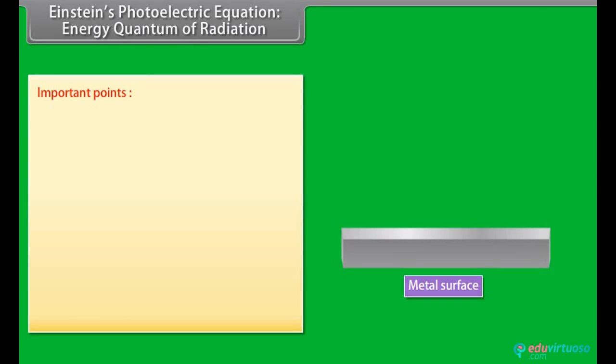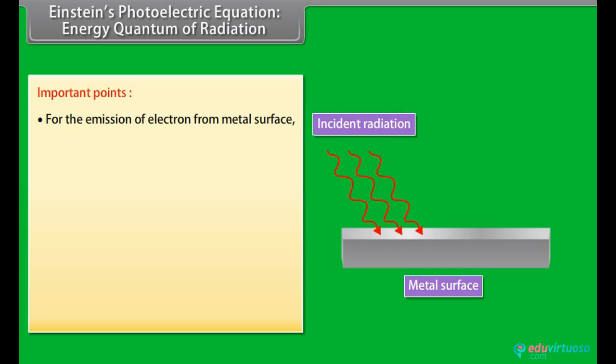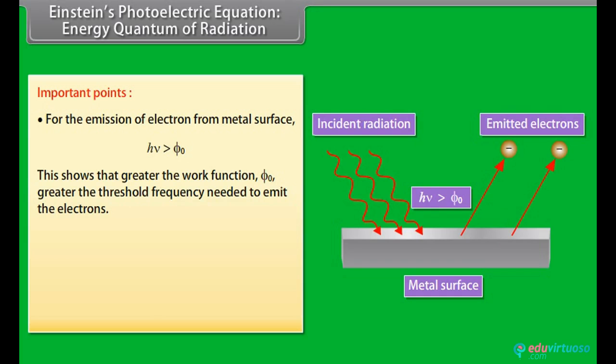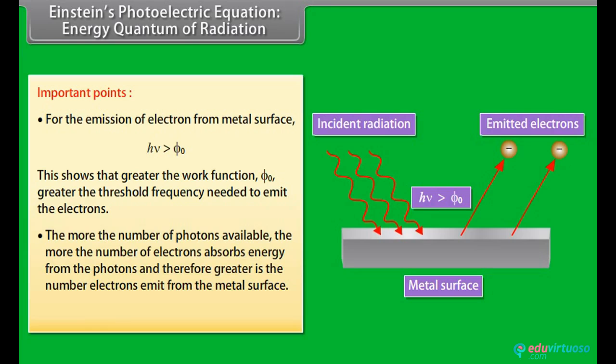Important points. For the emission of an electron from a metal surface, hν must be greater than φ0. This shows that the greater the work function φ0, the greater the threshold frequency needed to emit the electron. The more the number of photons available, the more the number of electrons that absorb energy from the photons, and therefore greater is the number of electrons emitted from the metal surface.